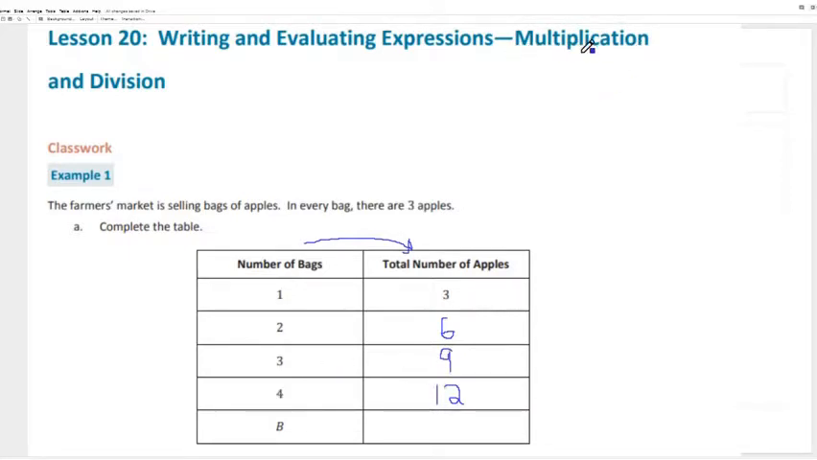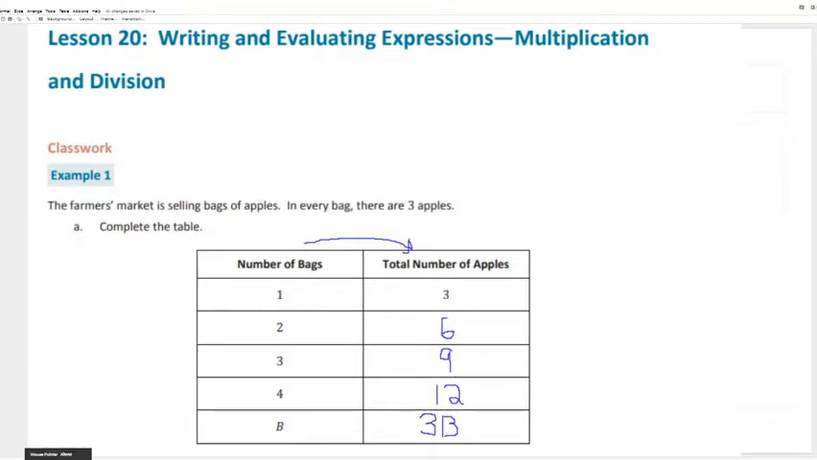Well, based on our information, we're talking about multiplication. This is a multiplication problem. 1 times 3 is 3. 2 times 3 is 6. 3 times 3 is 9, and 4 times 3 is 12. So we're multiplying the number of bags, which is B, times 3. Remember, we don't write it with an X because we're talking about multiplication with the variable. So there you go. This is our expression. 3 times the number of bags gives us the number of apples.